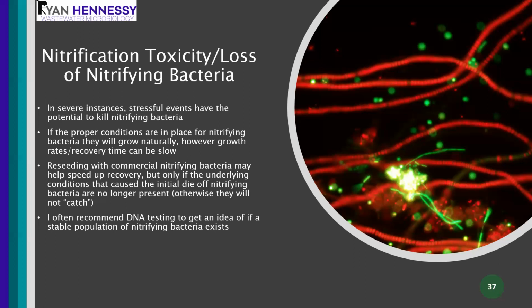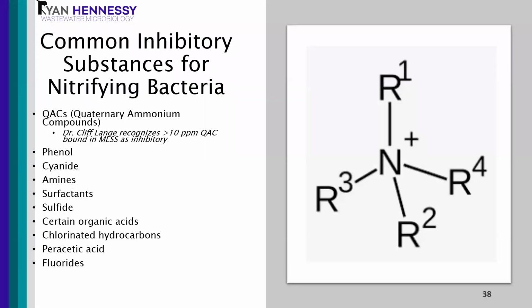I often recommend DNA testing to get an idea of, are they there or are they wiped out? Basically, on the microscope, I can see Nitrosomonas, Nitrobacter, but some of the other nitrifiers you can't see. Generally, based on our experience in most municipal treatment plants, if you have about 1% of your DNA reads as nitrifiers, you tend to get good ammonia removal or good nitrification. And that's going to vary a lot when you get into industrial processes.